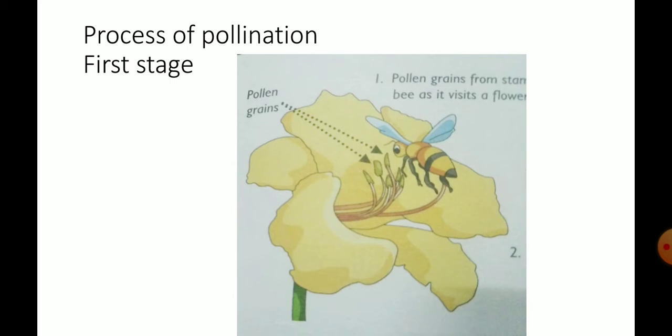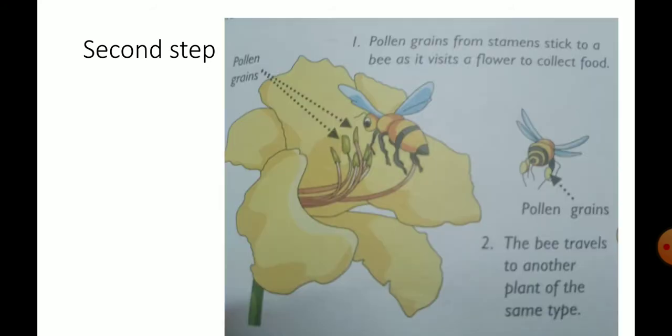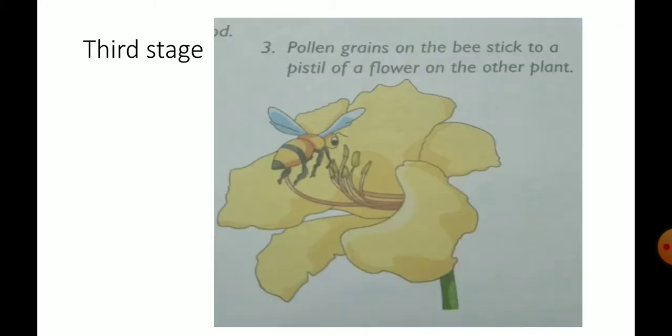Here, the picture shows the first stage of pollination. In the first stage, pollen grains from stamens stick to a bee as it visits a flower to collect food. That is the first stage. And the second stage, the bee travels to another plant of the same type. And the third stage, pollen grains on the bee stick to the pistil of a flower on the other plant. So these are the 3 stages of pollination.